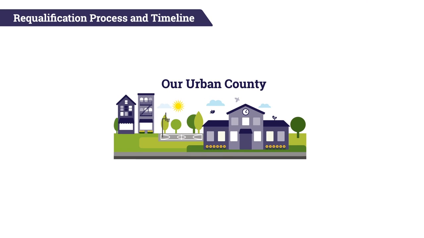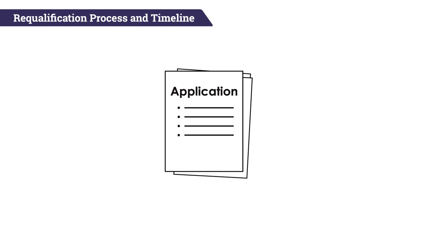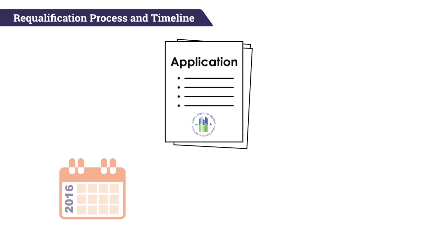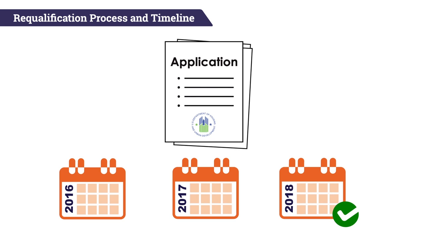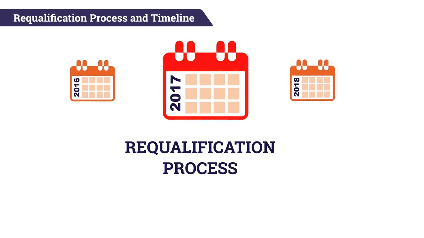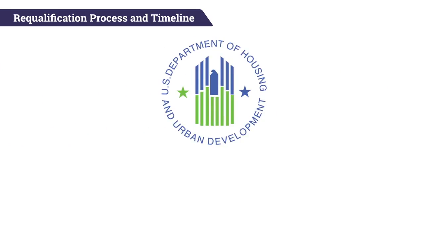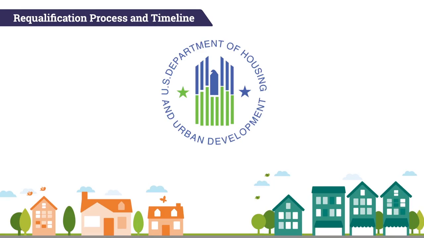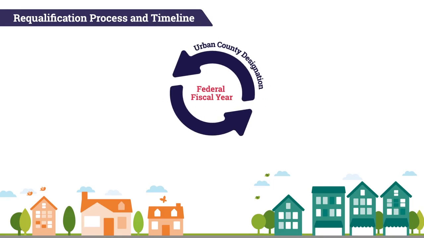First, let's talk about how to maintain your urban county status. Then we'll talk about the responsibilities that come with the designation. Urban counties must submit materials to HUD every 3 years to re-qualify as an entitlement. The process of re-qualification begins the year before the urban county designation expires. This is so HUD can determine which counties will qualify before the new federal fiscal year begins. HUD factors this into CDBG allocations.